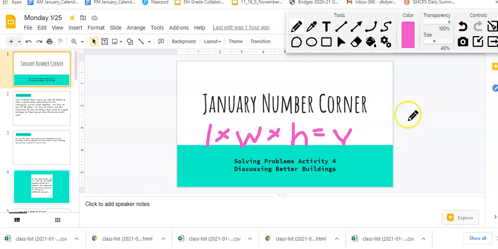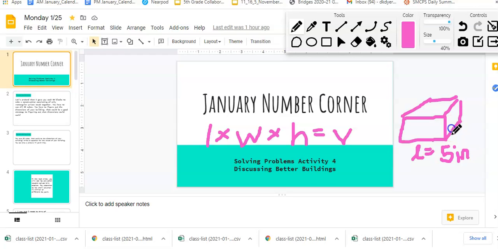So for example, if I had a cube and I knew that the length, that's the L right there, is about, let's say, 5 inches. And the width going this way is, let's say, 2 inches. And we'll say the height is 2 inches as well. So how high it goes, it's 2 inches.